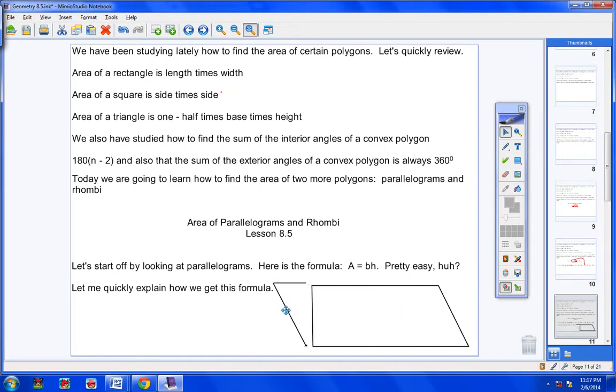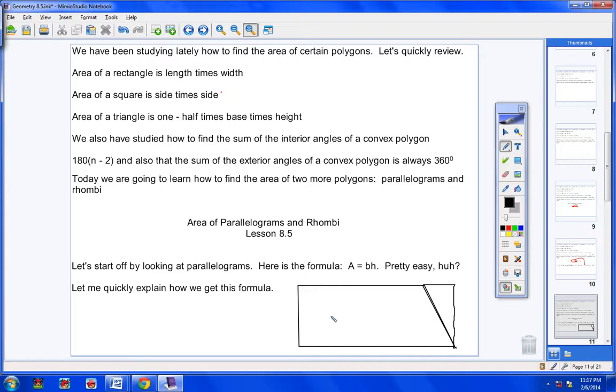Now there was a piece that was supposed to go with this. Is it still here? I think I accidentally erased that. I didn't mean to. That's fine. Let's say I picked up this piece right here and I moved it. Let me slide this over. And I moved it right here. There. And then of course I drew a line down like this. Look what I have. I have a rectangle. I have a rectangle. And so really a parallelogram has the same area as a rectangle.